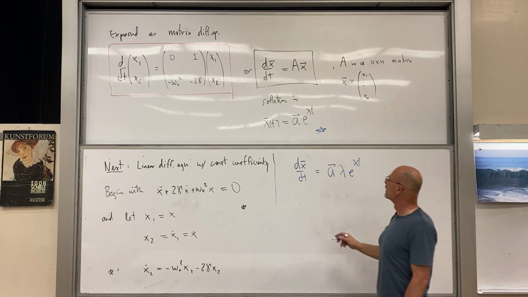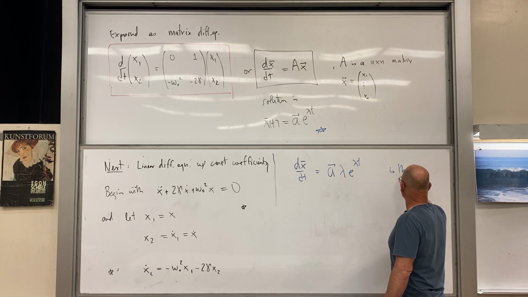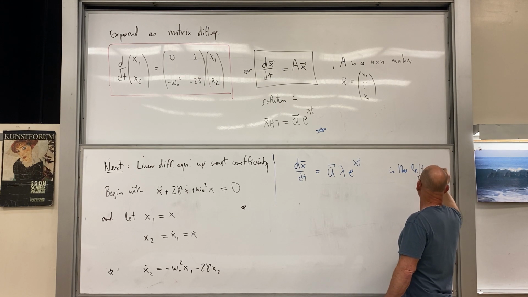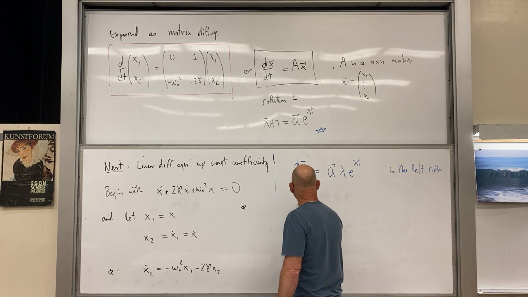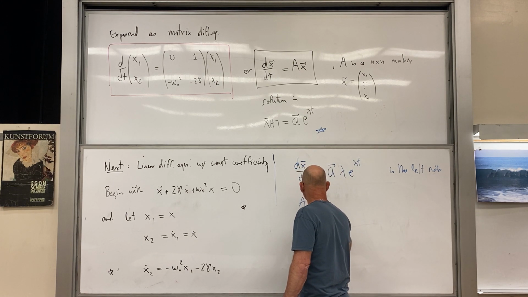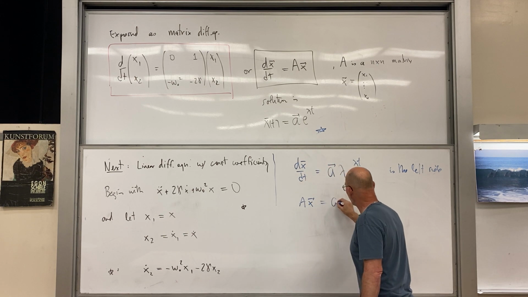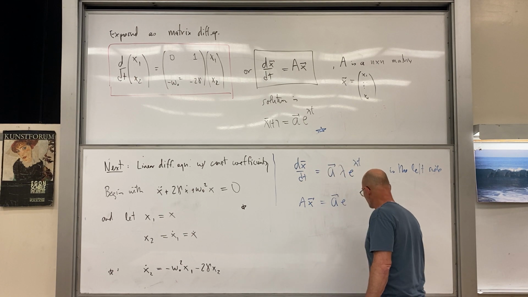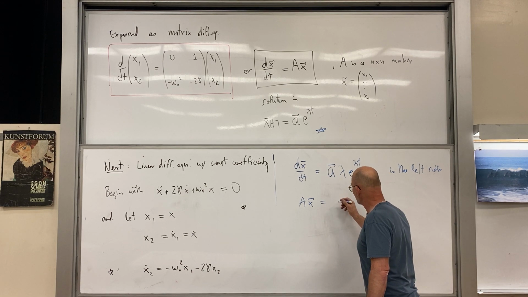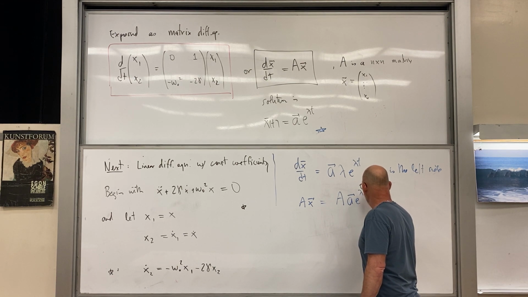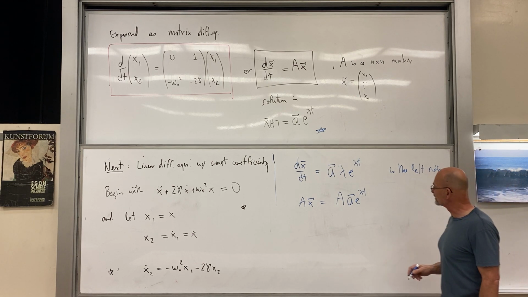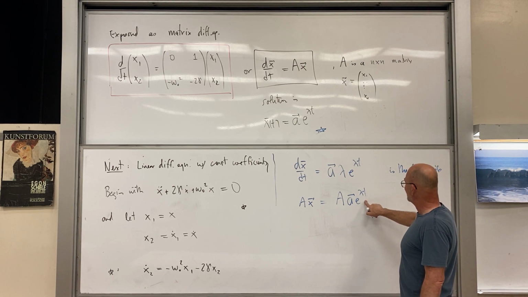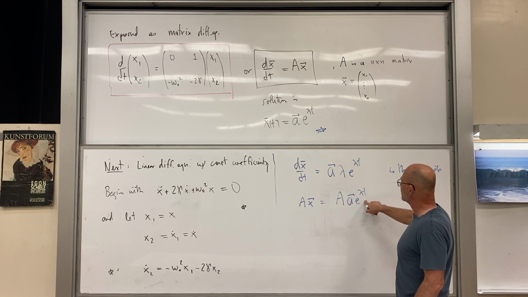Okay. The right hand side is the left side of star, or the equation up there. A times x is equal to the matrix A times the vector a e to the lambda t. Okay. Matrix times vector. Now, since this is a scalar, we can pull it out.